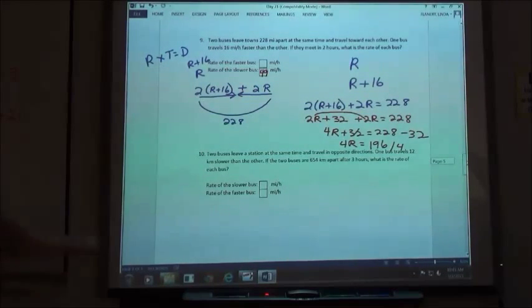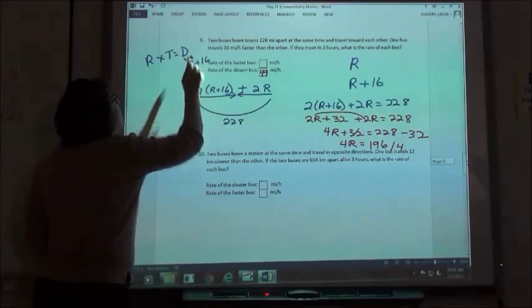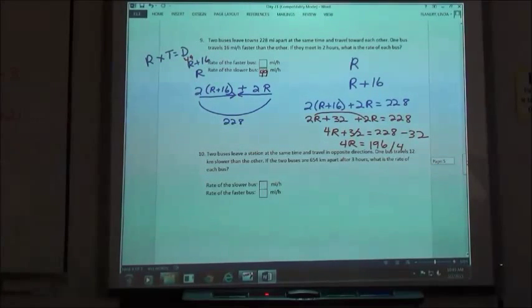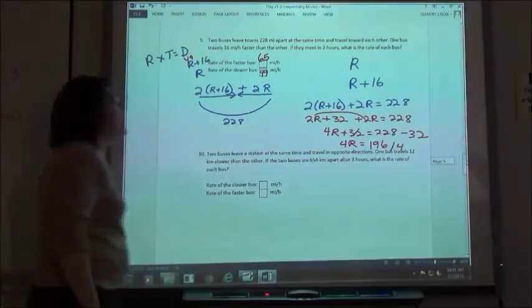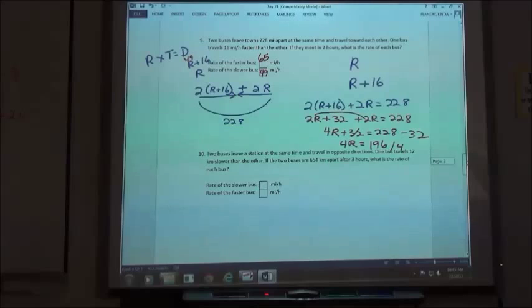So we're going to have to take 49 plus 16. And 49 plus 16 would give me 65. So that bus is going 65 miles an hour. The other bus is going 49 miles an hour.